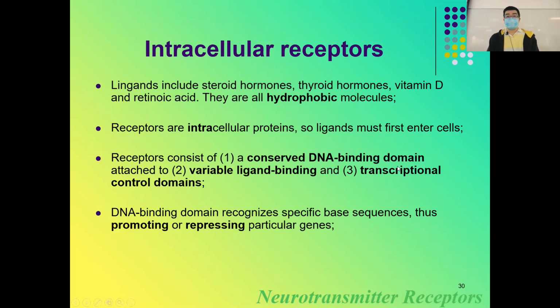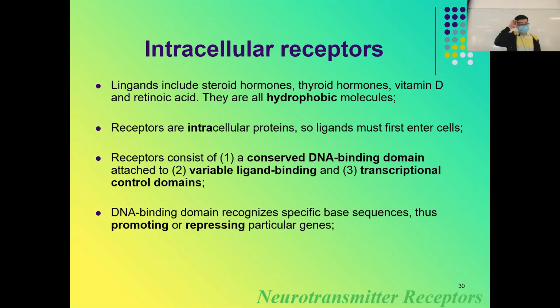Okay, so now we are going to the intracellular receptors. This group includes a lot of steroid hormones, the thyroid hormones, vitamin D, or retinoic acid. Those are the ones that are hydrophobic, and then they can diffuse across the membrane and bind to the target, the intracellular receptors. Those receptors are proteins, so the ligand must first enter the cell.